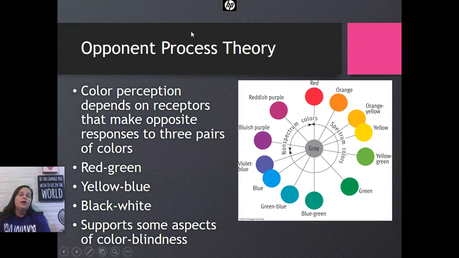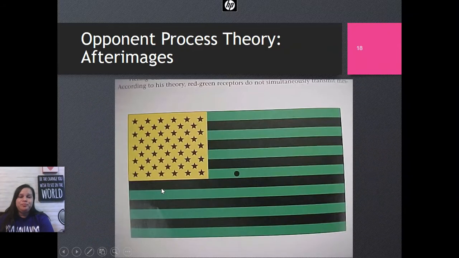Another theory for color vision is the opponent process theory, and the key word here is opponent, or opposite. This says that color perception depends on receptors that make opposite responses, and that there's three pairs of colors, red-green, yellow-blue, and black-white. And color blindness also supports this theory because people who may have red-green color blindness are fine with yellow, blue, and black, white.